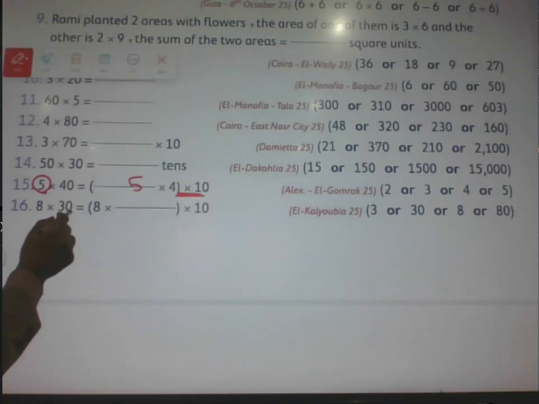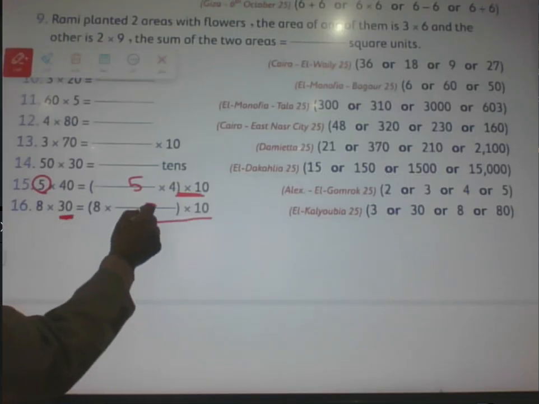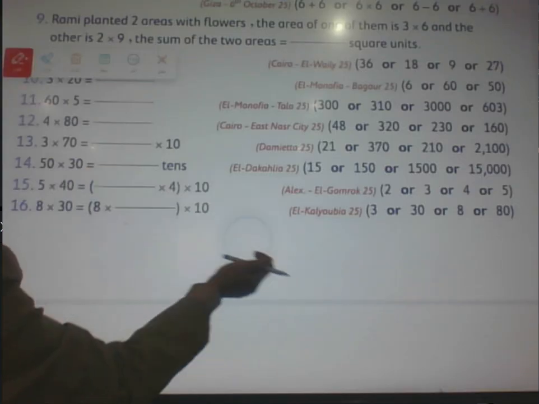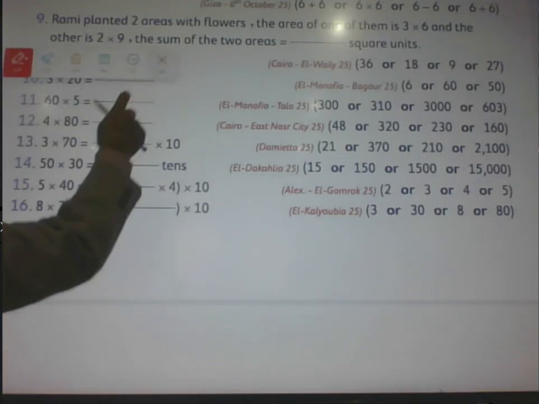8 times 30, no, 30 equals 10 times 3, right, 3, because it was repeating. Then we must write 3 in this place. Next question.